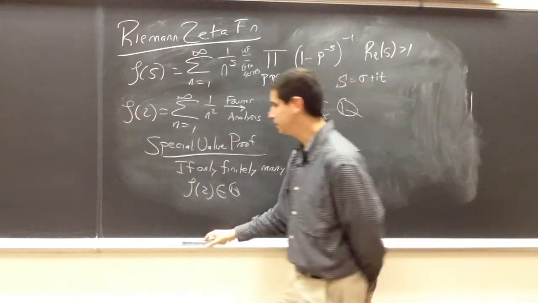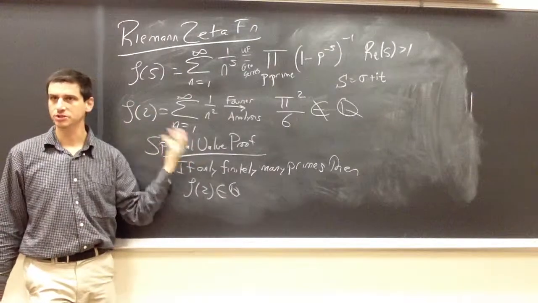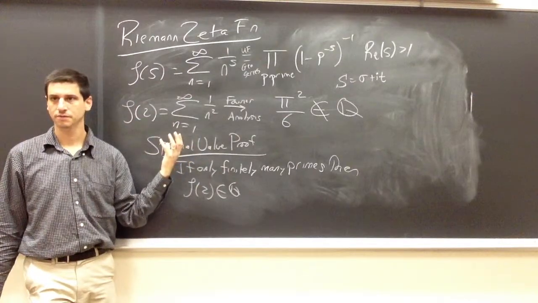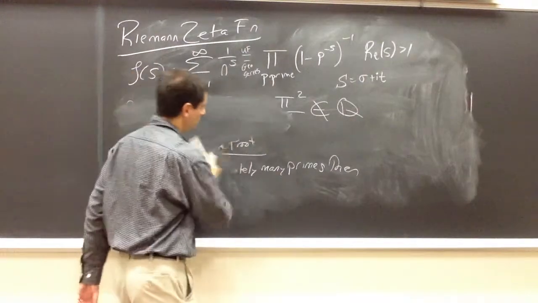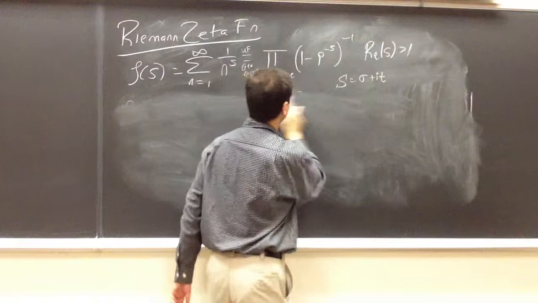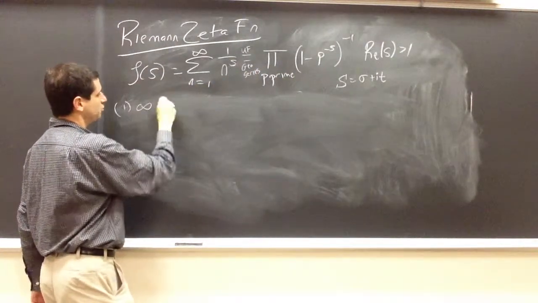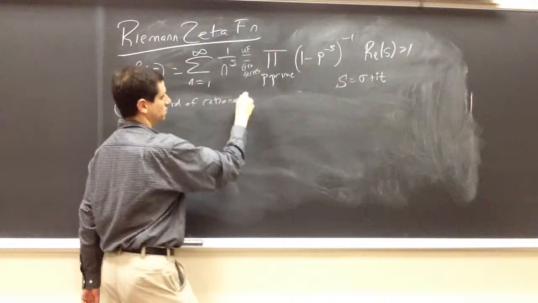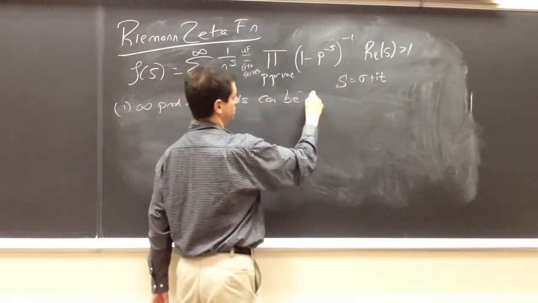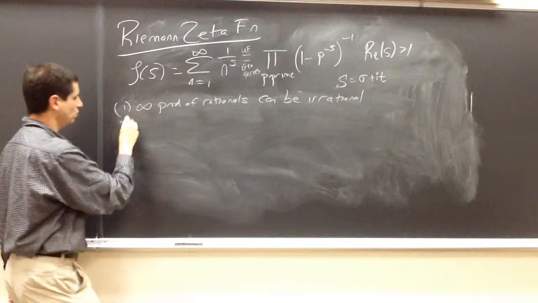So as long as we're here, do people want to talk about infinite products for a minute or two? Just build some intuition? All right. So we've just seen one: an infinite product of rationals can be irrational. What about the other one?